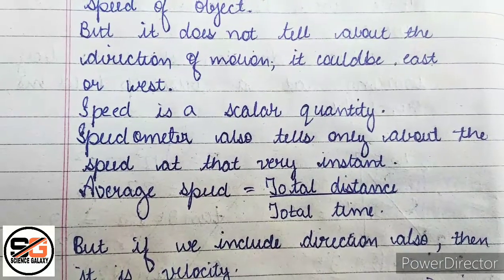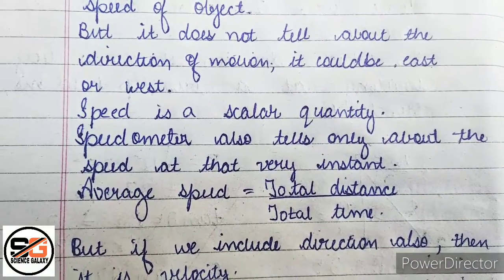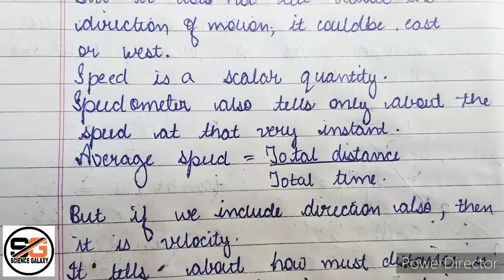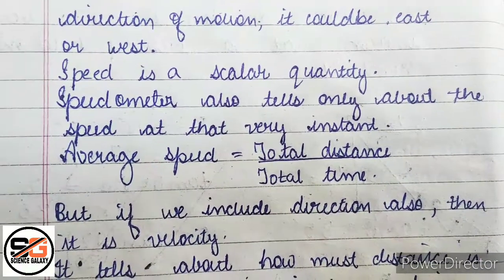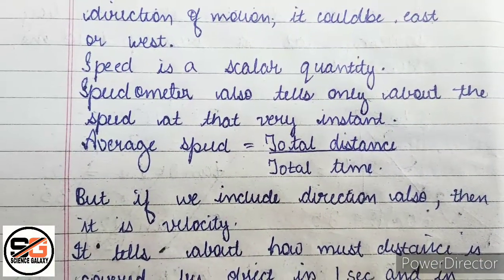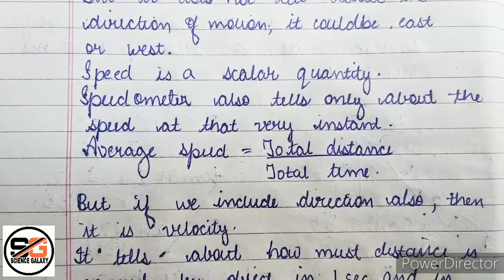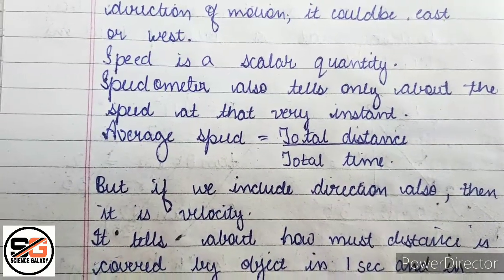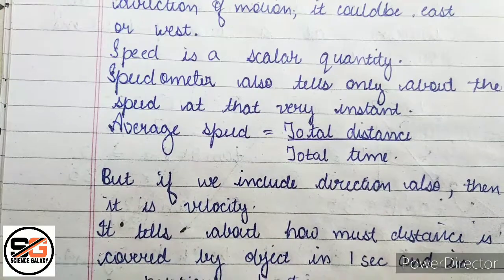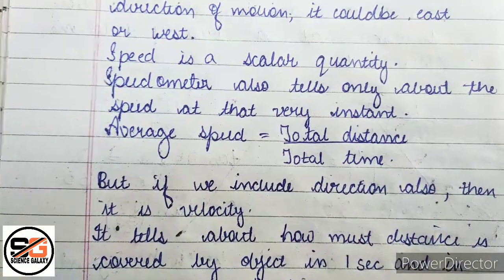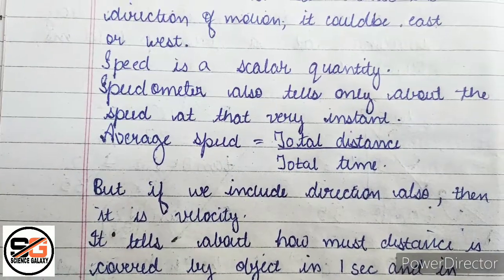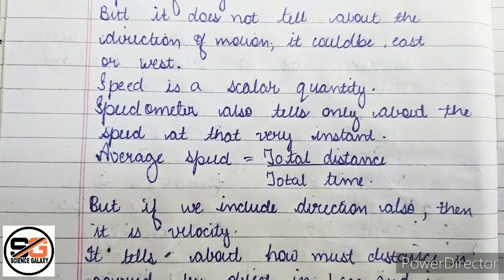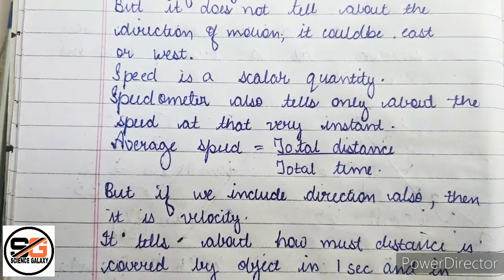It does not depend on the direction of motion. So speedometer tells us about the speed of the vehicle. Speedometer tells only about the speed at that very instant. At that particular time, what was the speed? It does not tell us about the average speed of the vehicle. For example, if I accelerated my vehicle, then my speed would increase. In the whole of the motion, my speed would increase, decrease or become zero also at various instants.